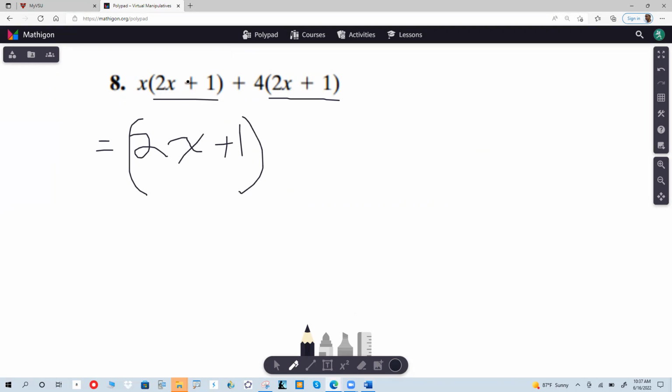And very carefully, if I pull this guy out, what's left? X. If I pull this guy out, what's left? 4. That's your answer. Done. Is that something I could give you? Probably. And would it be considered an easy problem? Yes.